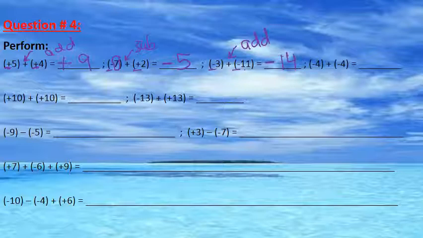Minus 4 plus minus 4. We have a plus, addition of relative numbers. The sign of the first is minus, the sign of the second is minus, same sign. So the result is minus, and we add 4 plus 4 is equal to 8. Plus 10 plus 10. Here we have a plus, addition of relative numbers. The sign of the first is plus, the sign of the second is plus. So the result will be plus, and we add 10 plus 10 is equal to 20.